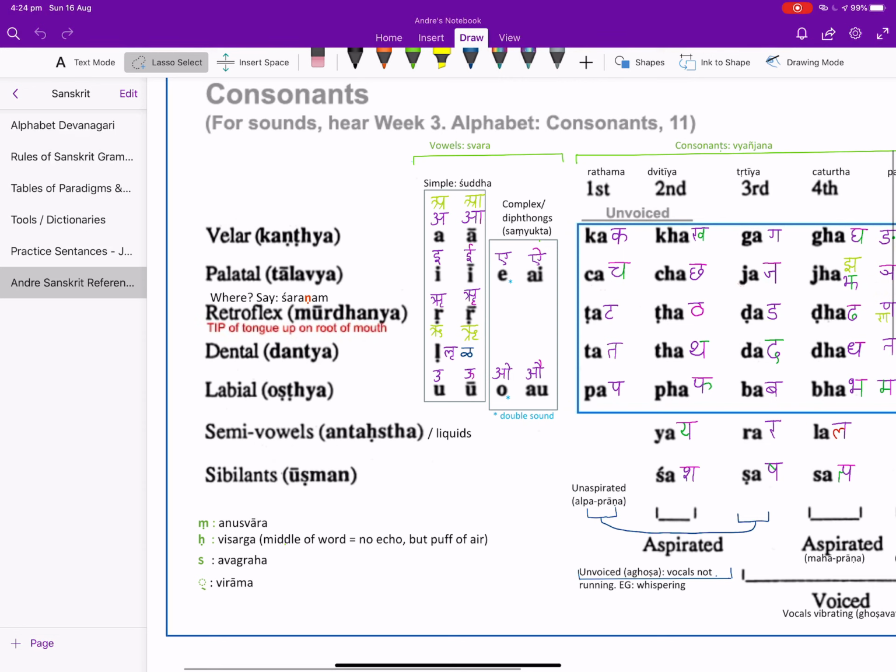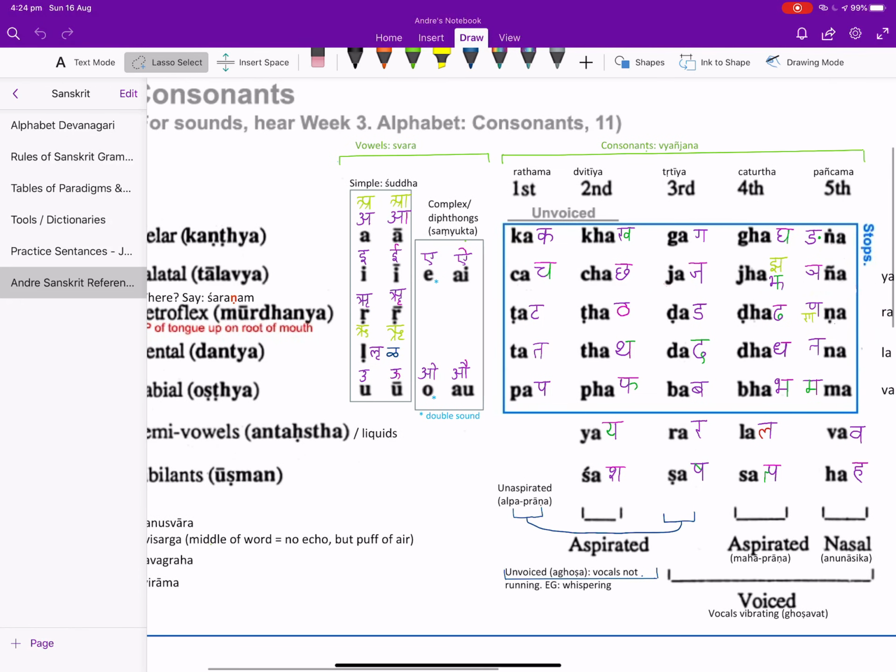Now, dental. What does dental mean? Most of the sounds are concentrated whereby the tip of the tongue is in front of the two front teeth. That means it's touching the two front teeth and it's underneath the two front teeth. L, D, T, D, D, N.